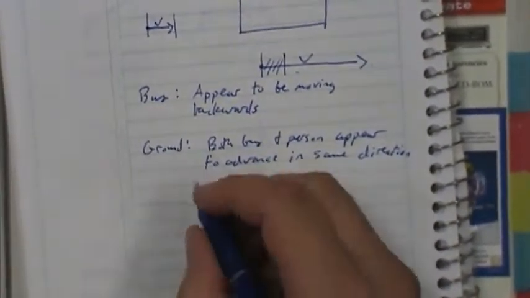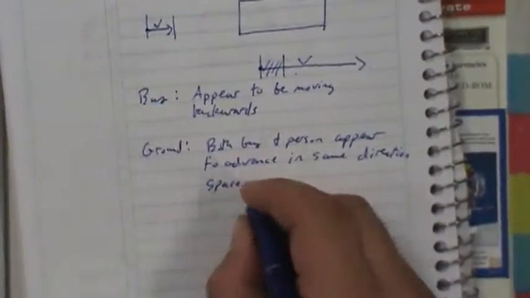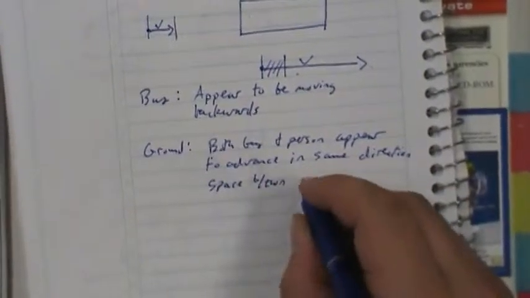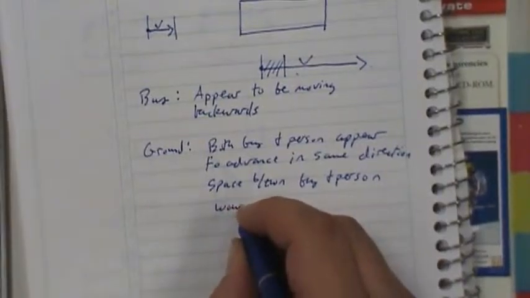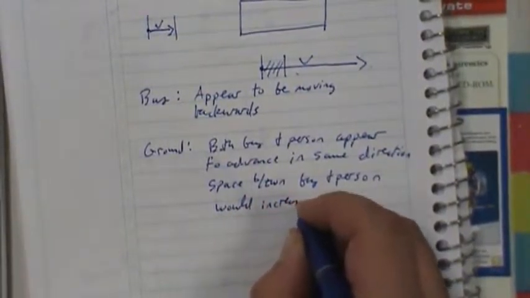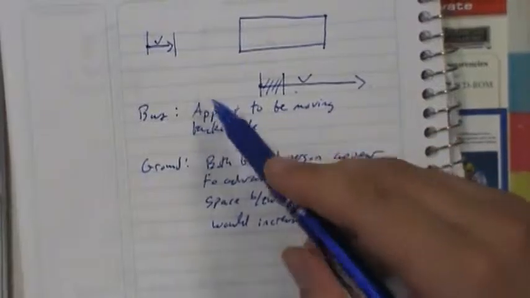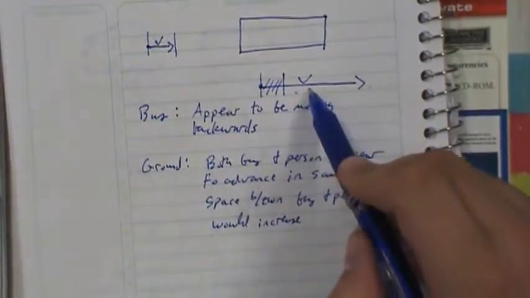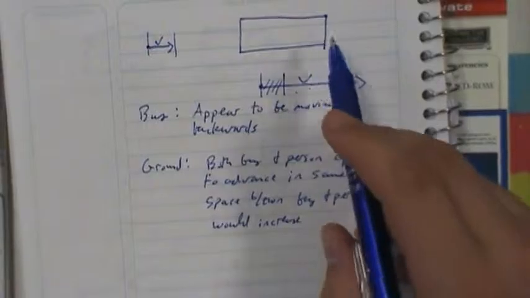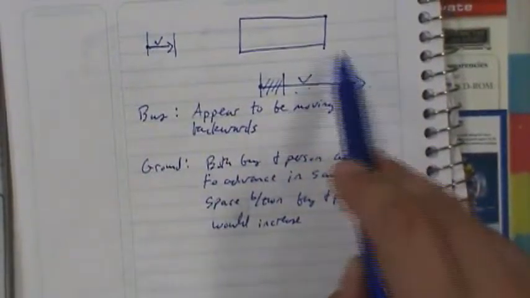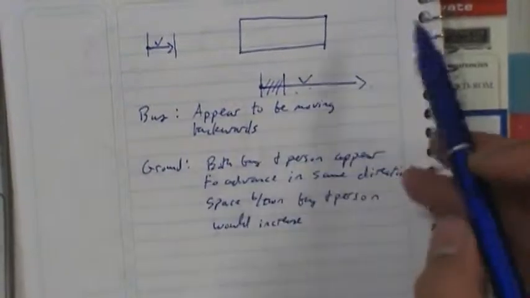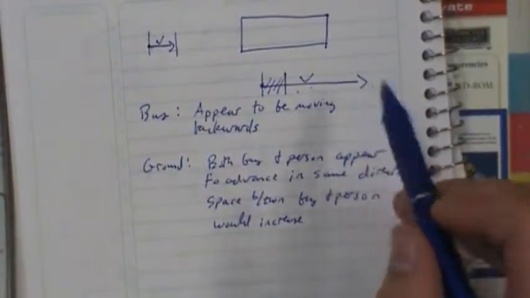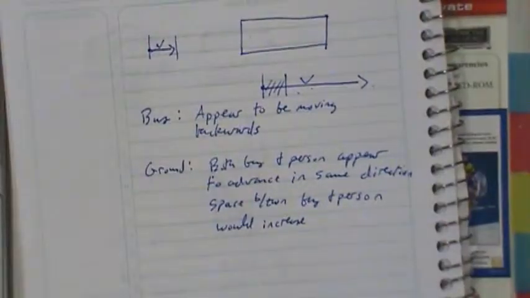However, what you would notice is that the space between the bus and the person would increase. Why? It goes back to our velocities. You're moving with less velocity than the bus. And so from an outside observer's perspective, you're both moving in this direction to the right, but the bus is doing it faster than you are. It's covering more distance in the same amount of time, and so the space between you and the bus is constantly increasing as the bus pulls away from you.